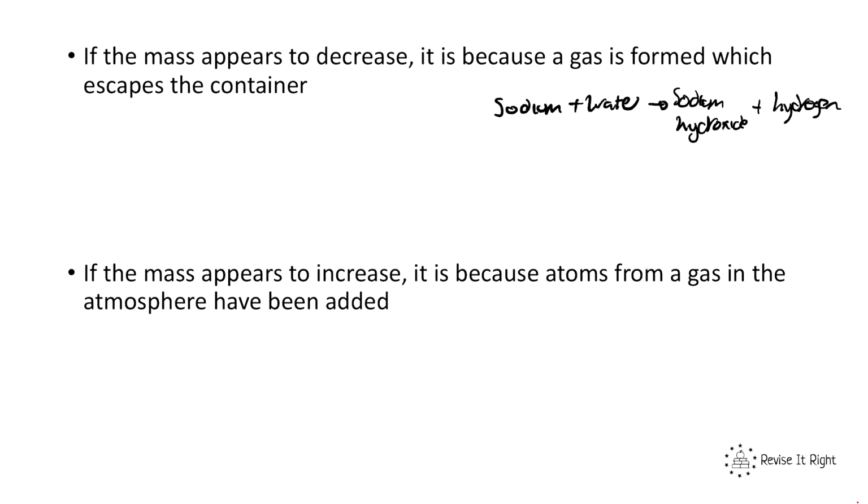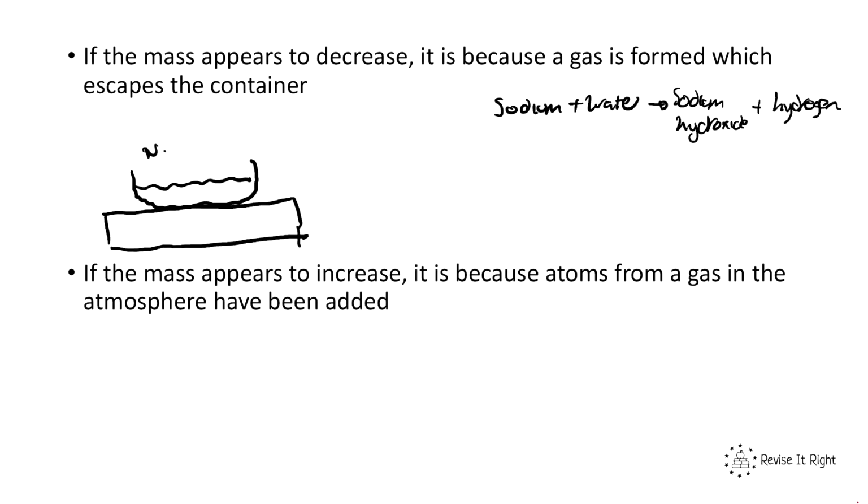The way I'm going to show this is that I'm going to draw some scales and put a bowl of water on those scales, and then we're going to add some sodium into that bowl of water. We're going to take the recording from the scales and say, for example, that it now reads 50 grams. Looking at this equation, we know that what is going to be formed when we add sodium to the water is sodium hydroxide, but more importantly for this example, hydrogen as well.